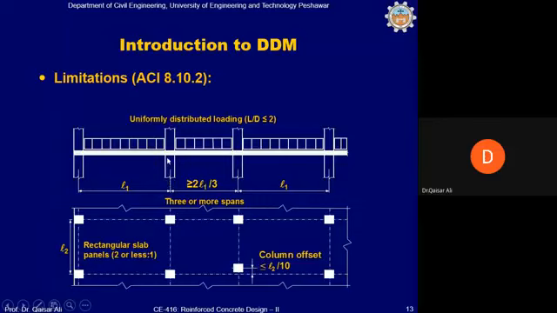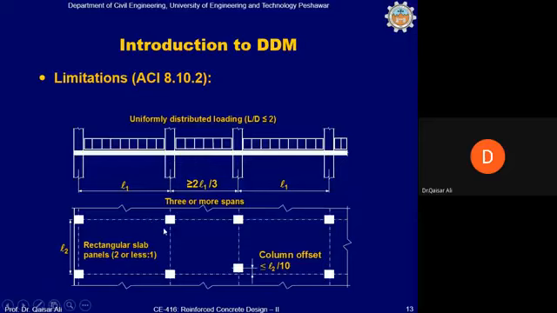So, which means that if this length is L1, then L2, the length of this adjacent panel, shall be more than or equal to 67% of this at least. If it is less than this, which means the difference cannot be more than 33%. If the difference between the adjacent spans is more than 33%, then the method will not be applicable.